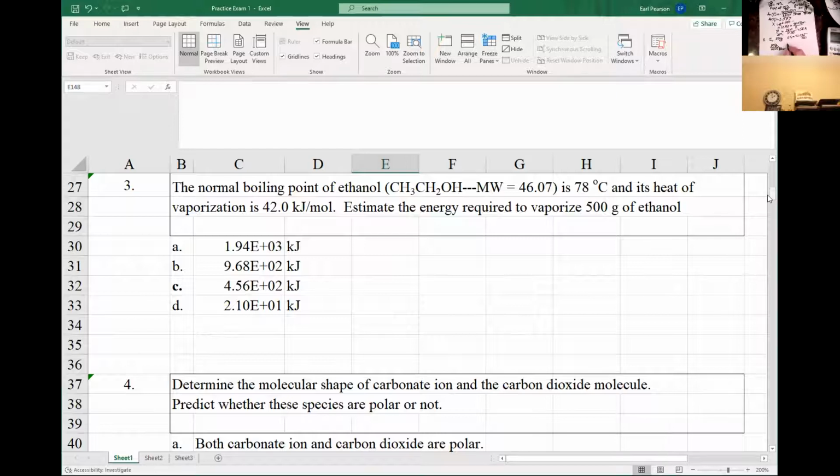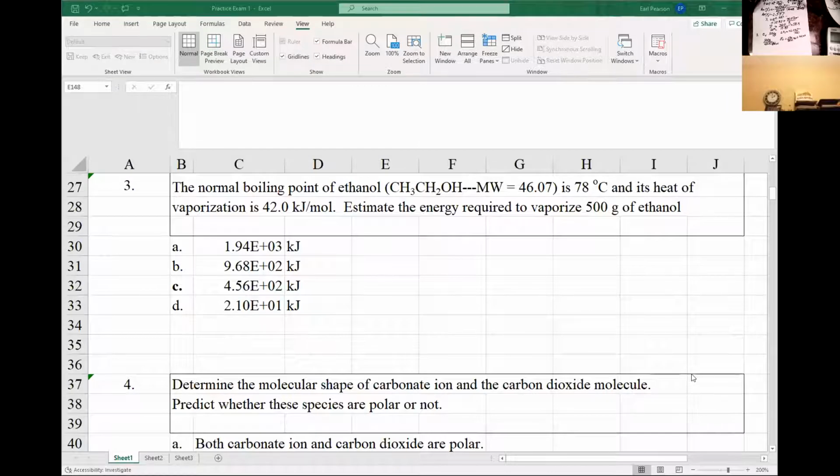So the energy to vaporize the sample, let's stop the share so you can see the screen a little bigger, is going to just be equal to 500 divided by 40.07, and that's going to be moles. And then I'm going to multiply that by 42.0 times 10 to the third. Well, let's look at the answer. Is the answer in kilojoules? It's in kilojoules, so I don't need to convert.